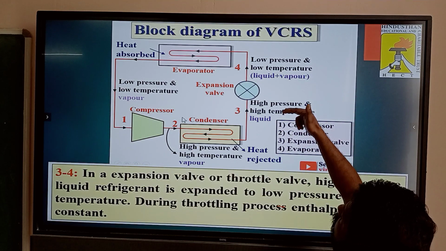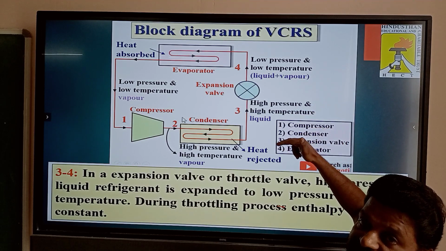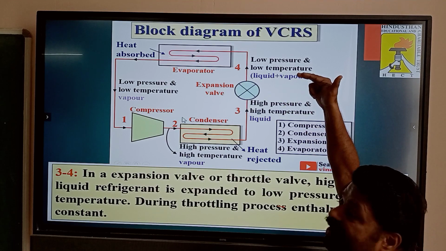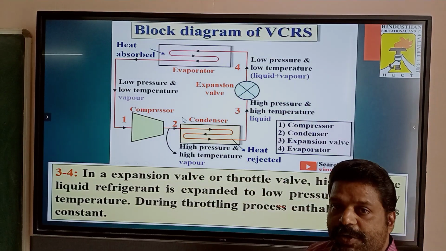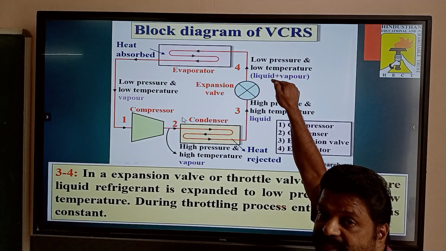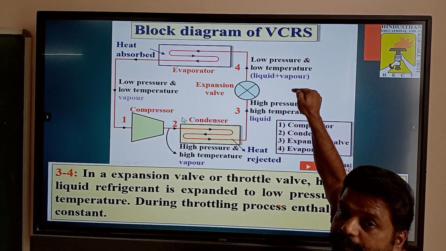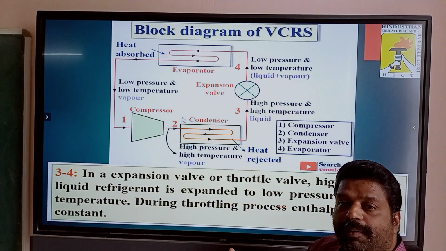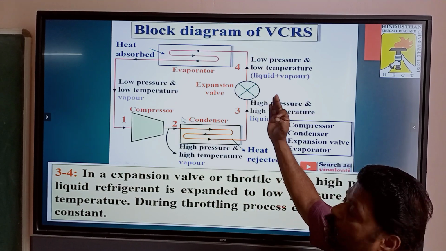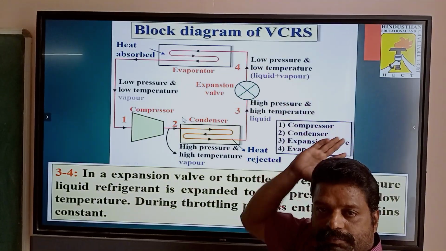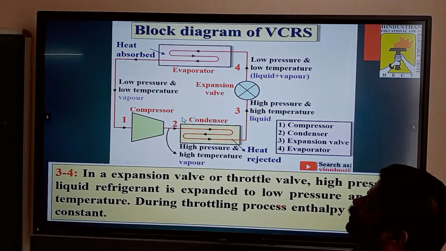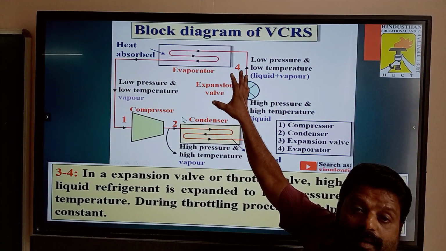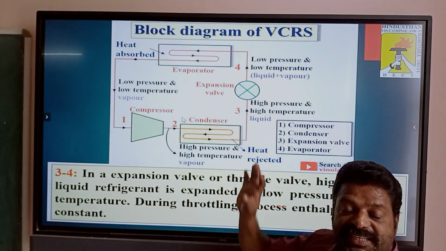So the high pressure, high temperature liquid is expanded in the expansion valve, and the liquid temperature and pressure are reduced. The outlet of the expansion valve is low pressure, low temperature liquid. Next is process 4 to 1, the evaporation process, which is for the evaporator.